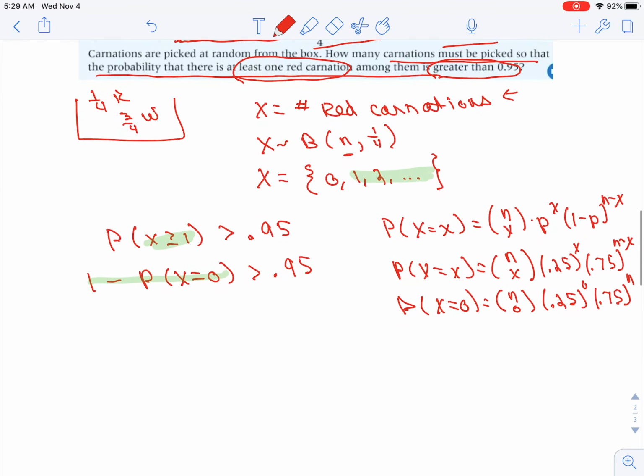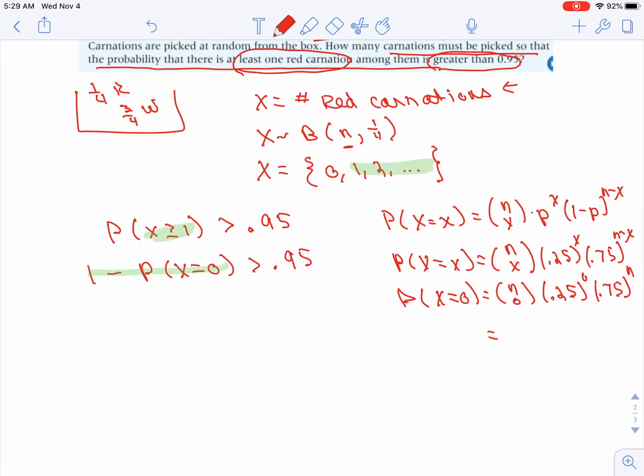So notice that this is 1, this is 1. This is just going to turn into 0.75 to the n. So now if we put that back in here, we've got probability x is equal to 0 is this. So I'm going to put that in here. I get 1 minus 0.75 to the n.